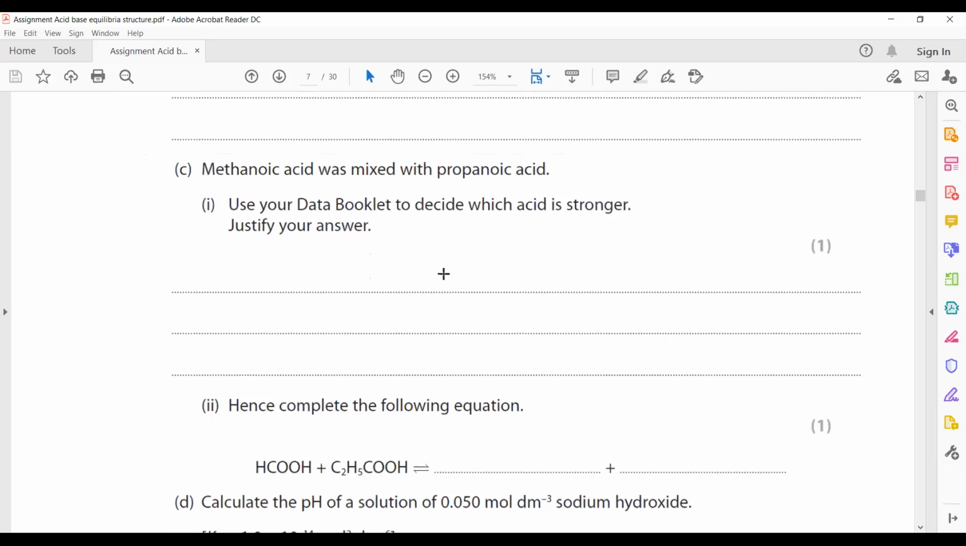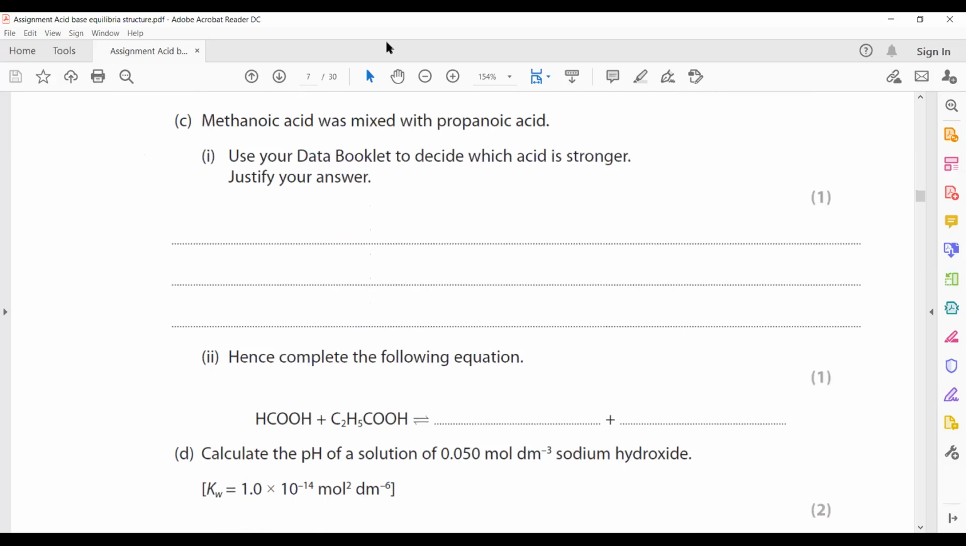Methanoic acid was mixed with propanoic acid. Use the data booklet to decide which of the acids is stronger. According to the data booklet, the dissociation constant for methanoic acid is 1.6 × 10^-4, and for ethanoic acid, it is 1.3 × 10^-5.